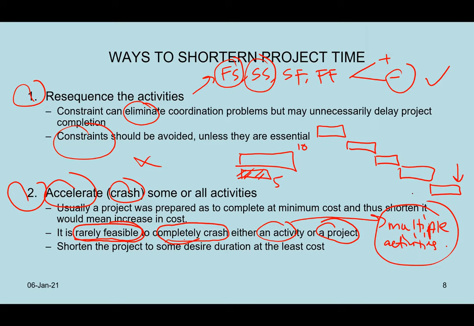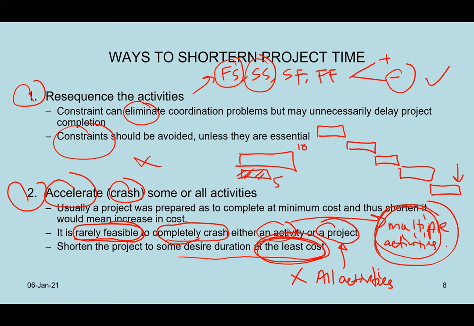Okay, multiple activities. That would be one thing. Here is the concept: when you want to compress a project, do you compress all activities? No. You only compress multiple activities. Multiple meaning to say, you select the best activities. Why? Because of least cost. Remember, our assumption is that initially, when you do planning, you already do the scheduling at the lowest cost. Okay, that is the assumption.